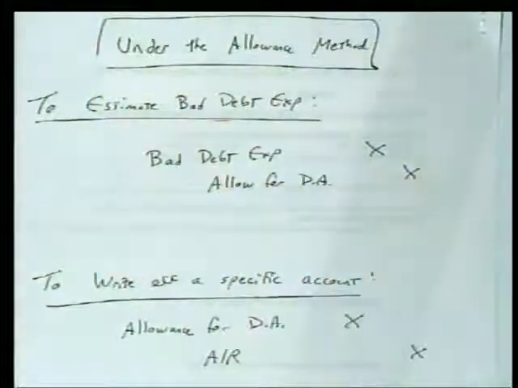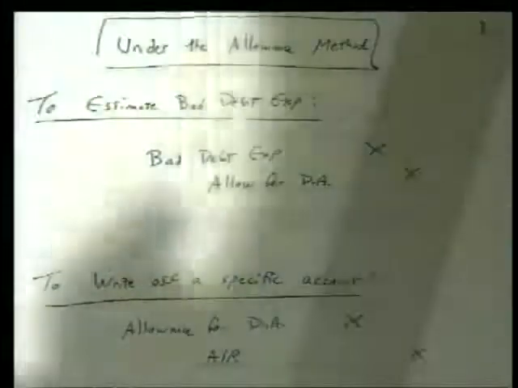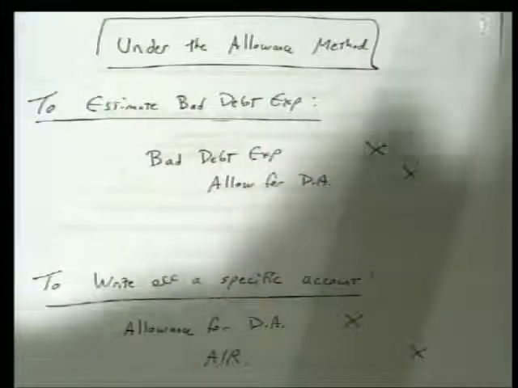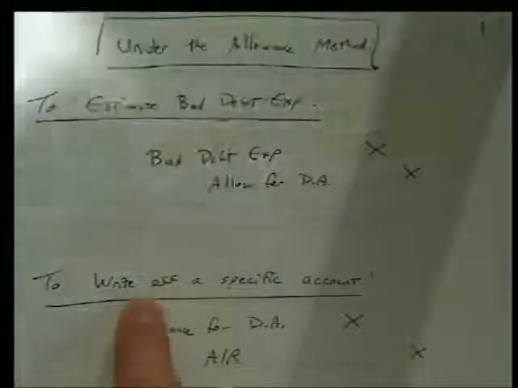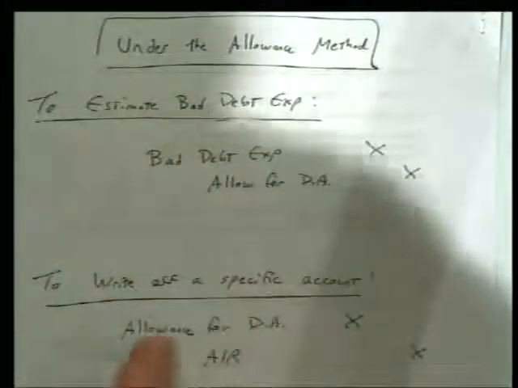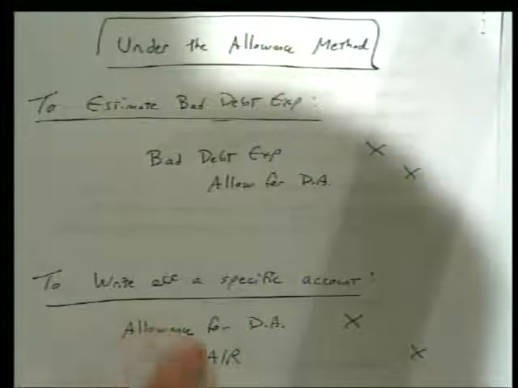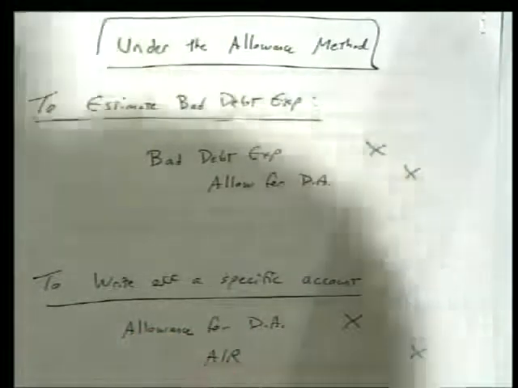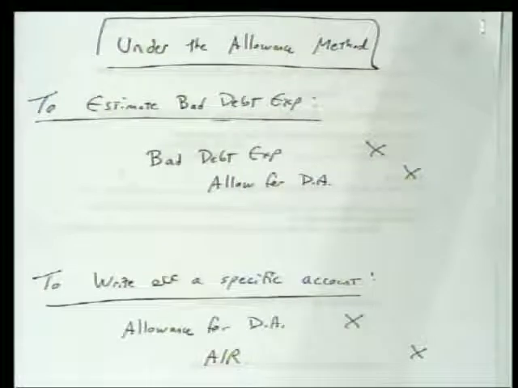Okay? Now, there will also be times that we write off a specific account. We know a specific customer who's not going to make good on their receivable. When that is the case, under the allowance method, when we write off a specific account, we debit allowance and we credit AR.